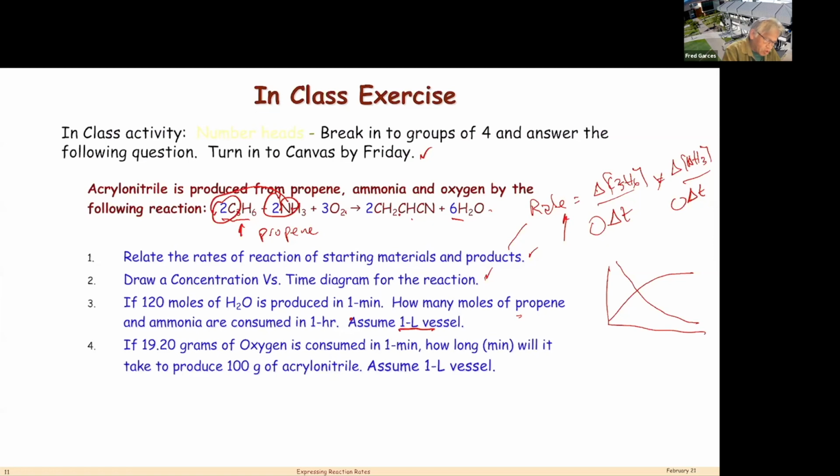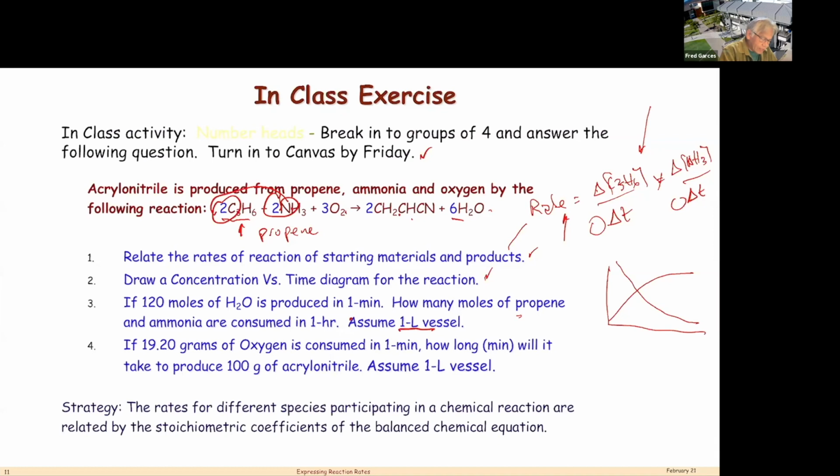You have this relationship right here that tells you the rate by which all the chemicals are related to each other. What you need to do is calculate this guy based on molarity per time. In this case, they give you a minute, and then figure out, well, if that's the rate for water, what's the rate for propene? This is propene and ammonia. And you can see that propene and ammonia are going to be the same because they have the same coefficient. But it's going to be disappearing.